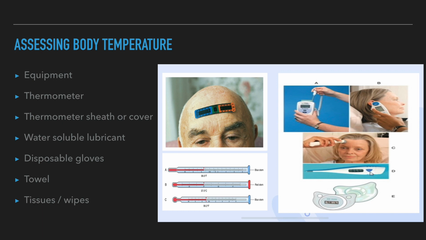3. Temporal artery thermometer. The temporal artery thermometer is a handheld device that scans the forehead and measures temperature over the temporal artery. The temporal artery thermometer corrects for radiant heat loss from the forehead by measuring the ambient temperature at the same time the skin temperature over the temporal artery is measured. The thermometer then adjusts the temperature measurement to discount radiant heat loss.